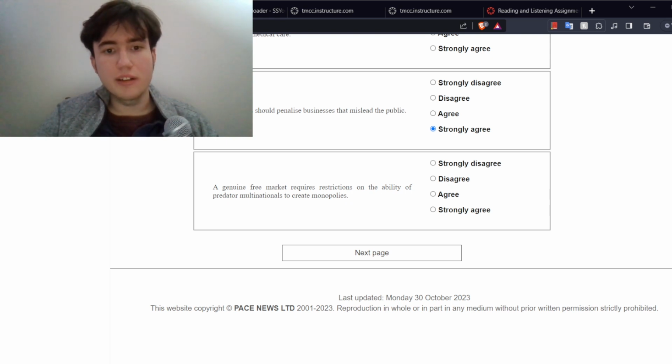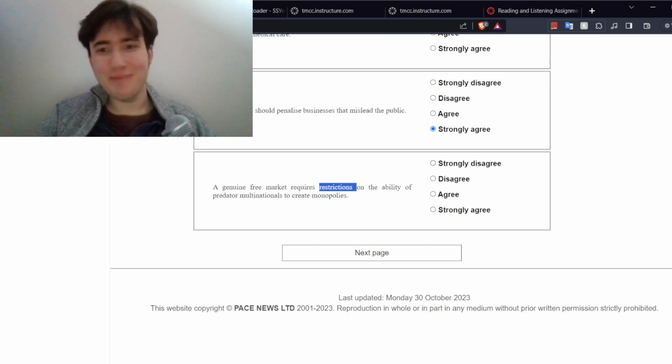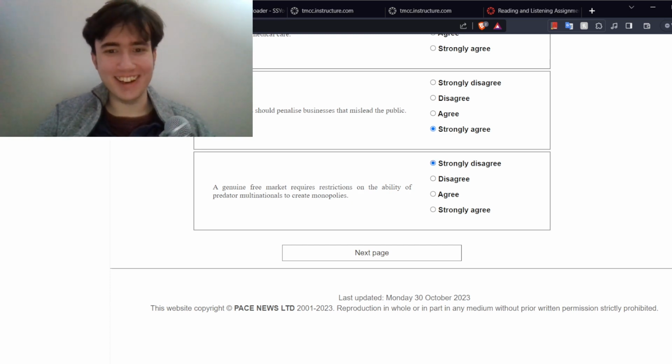A genuine free market requires restrictions on the ability of predator multinationals to create monopolies. See, this language is weird. A genuine free market requires restrictions. No. Absolutely not. Strongly disagree. That goes against the very verbiage you're using.